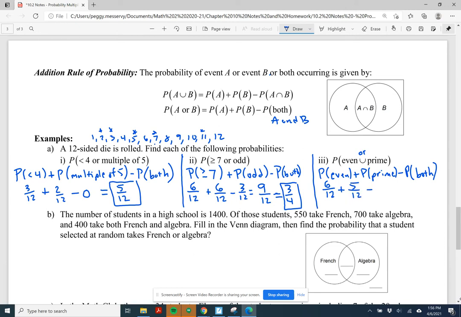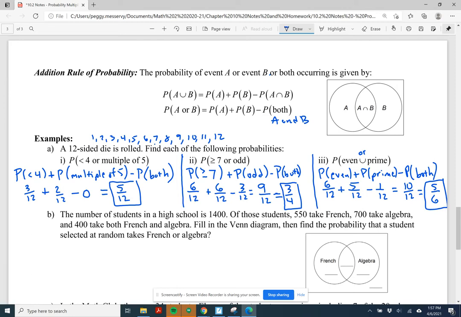Only one of those numbers is both even and prime. So we'll have to subtract a 1 out of 12. Probability that it's both even and prime is 1/12. Okay? Notice all of those fractions have the same denominator. So I can put them together. 6 plus 5 is 11. Take away 1 is 10. Put them together over that same denominator by adding and subtracting the numerators, keep the denominator the same, and we'll reduce that fraction to 5/6. So our answer is 5/6.